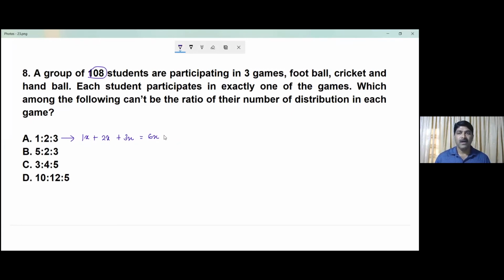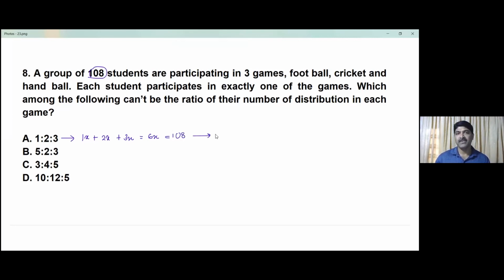Yeah, Ridu, a good question Ridu asked. So, are we able to find a correct ratio? Not sure. It's a possibility question. So, can be and cannot be. So, 1:2:3 is a possible ratio because 108 is a multiple of 6.